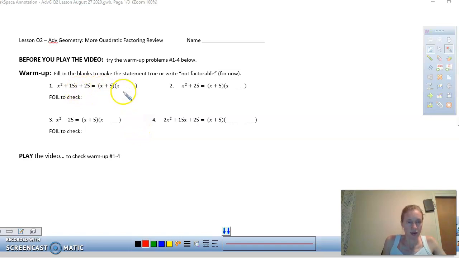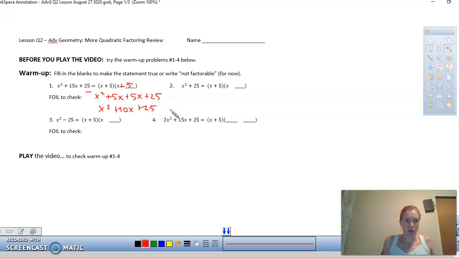Okay, so what we're looking at here, you'll notice that these 4 problems have a lot in common, but fill in the blank here, we need a 25. So, and it's positive. With a positive 5 means this would have to be a positive 5. Really, there's no other option. So when you FOIL that out, though, you get x squared plus 5x plus 5x plus 25. Combine like terms, and that is not going to work. So not all the quadratic trinomials are actually factorable. So this one would be not factorable.